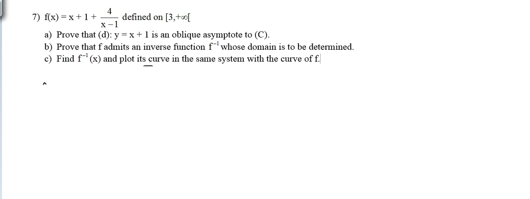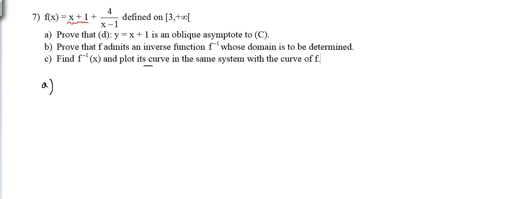Part A. What do we have to do in part A? Prove that d, y = x + 1, is an oblique asymptote. How do we prove that d, which is x + 1, is an oblique asymptote?